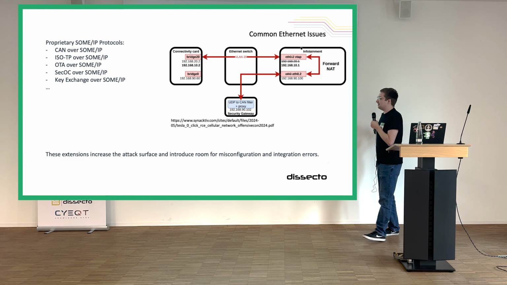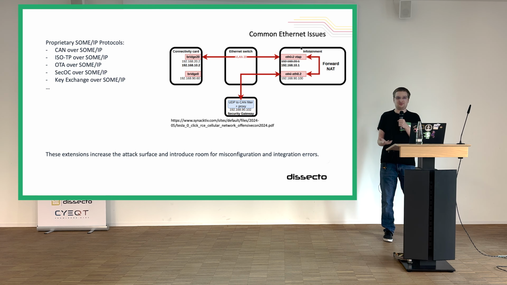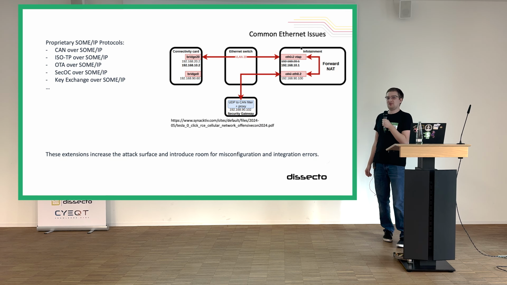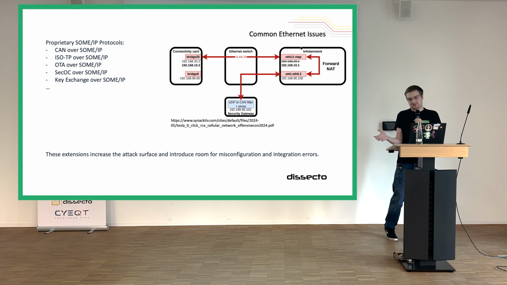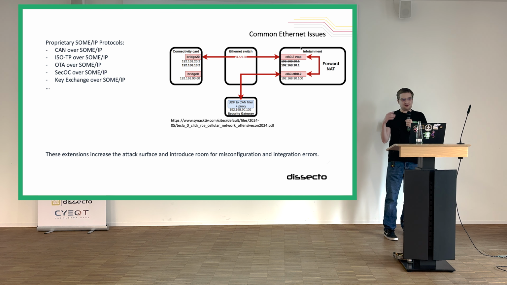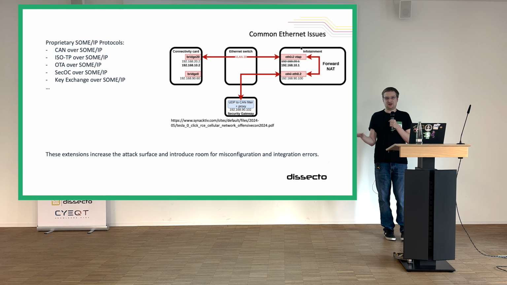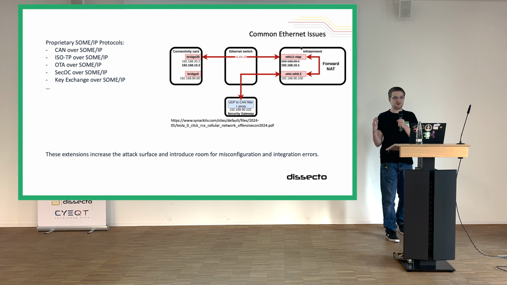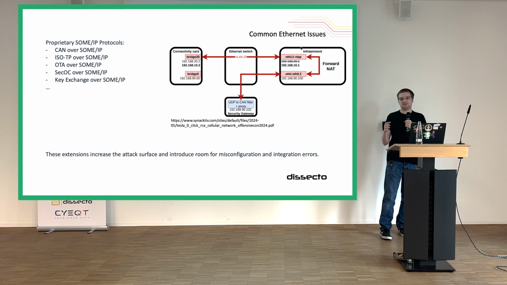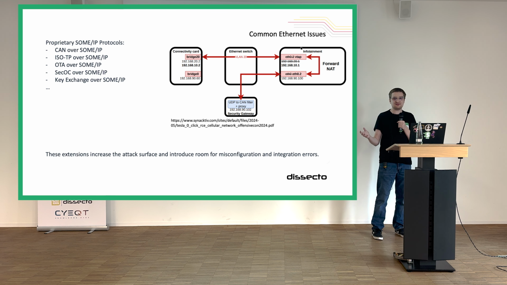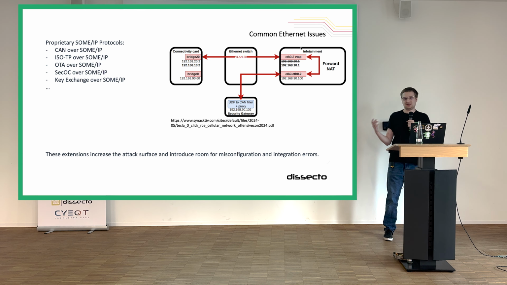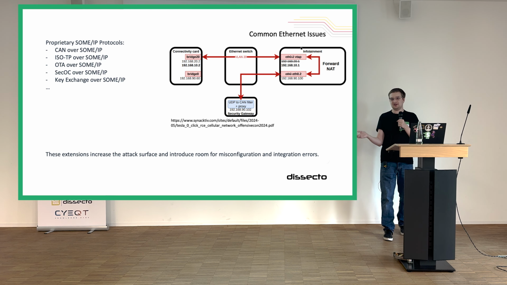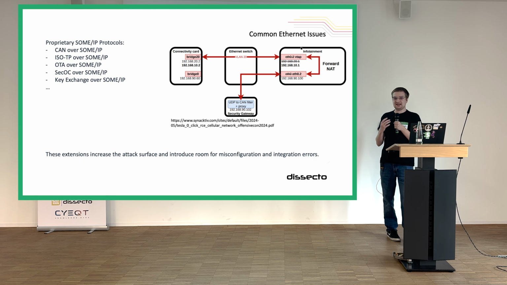I want to mention there are more attack surfaces in our experience, the proprietary SOME/IP protocols. So many OEMs use SOME/IP, and they really like SOME/IP, so they use it for everything. They use SOME/IP to transmit CAN frames, to transmit ISOTP frames over Ethernet, for over-the-air update, for the whole SecOC key exchange and timing and so on. And therefore these proprietary protocols can lead to errors.